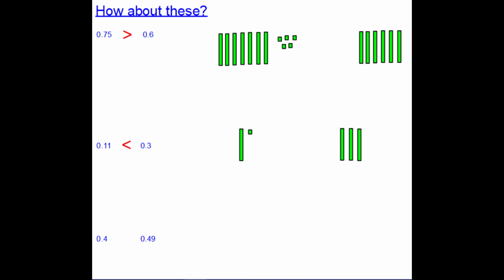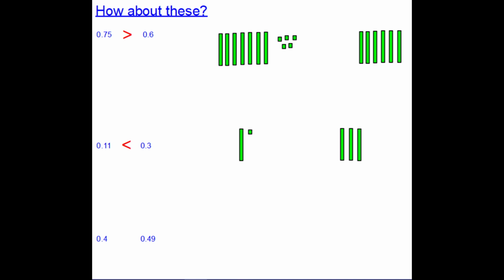Don't get confused and think that this is saying something like 11 compared to 3. If you want to ignore that decimal point, it's really like comparing 11 to 30, because the 3 is in the tenths place and we represent it with rods, which look a lot like tens. However, keep in mind, of course, we're still dealing with fraction amounts here.